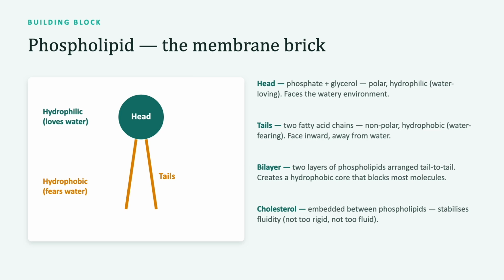When millions of these phospholipids arrange themselves, they naturally form a bilayer, two layers arranged tail to tail. The hydrophobic core acts like a security barrier, blocking most water-soluble molecules from passing through. And sitting between the phospholipids, you will find cholesterol molecules. Cholesterol acts as a fluidity buffer. It keeps the membrane not too rigid in the cold and not too fluid in the heat.